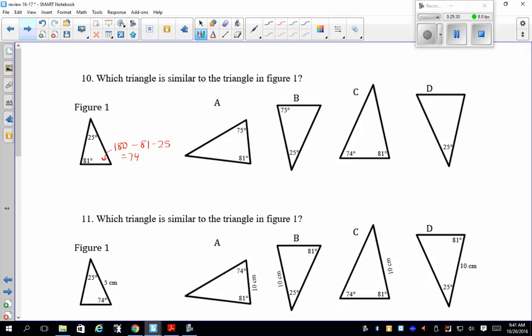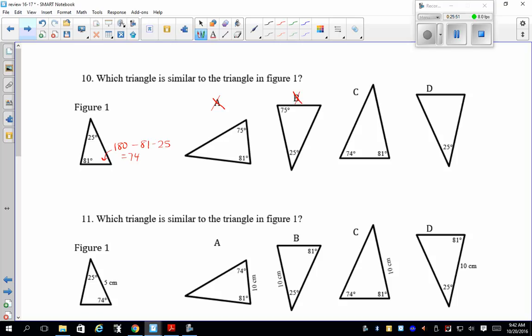Okay, now in choice A, I have an 81 and a 75. And those angles don't match up with figure 1. 75 is wrong. So A is not going to work. B also has a 75. It has a 25, which matches up with my 25, but the 75 again is wrong.